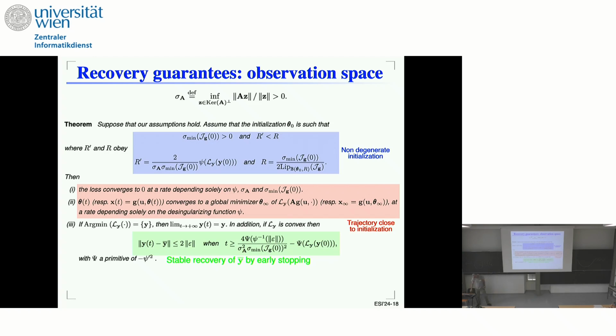Okay. So again, I insist on the fact that what it tells you is that if you start at a non-degenerate initialization, basically the trajectory will be close to the initialization. This is what it tells you. You're going to be in a ball around your initialization, and this ball is controlled by this parameter R.